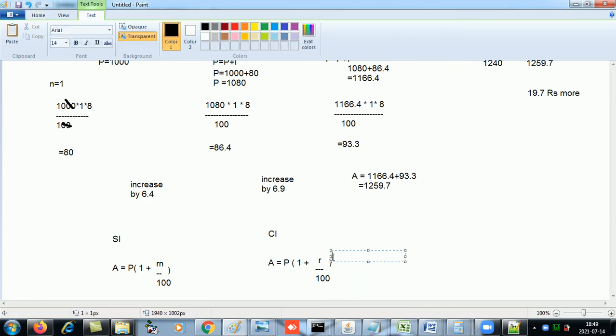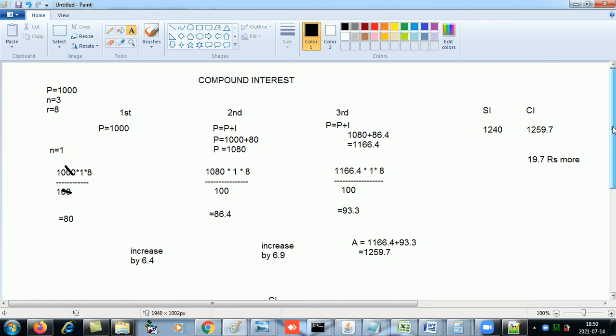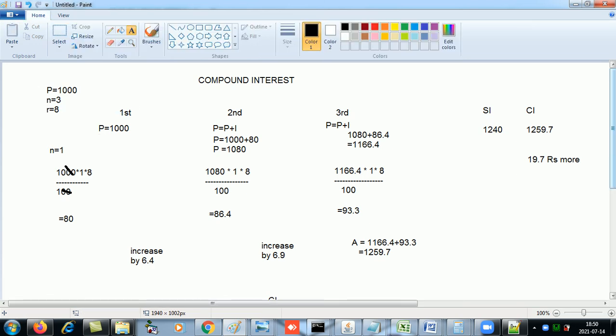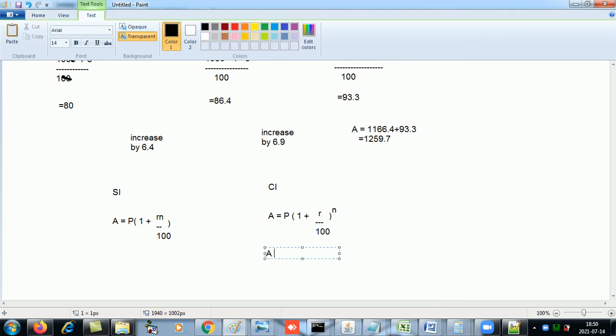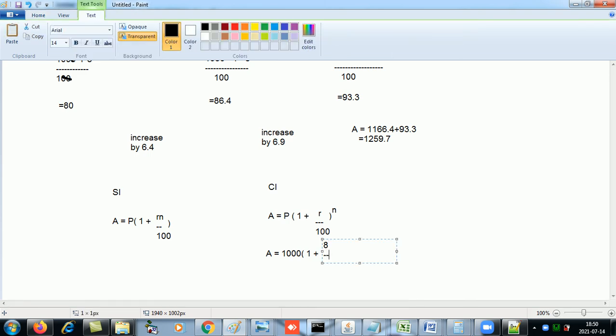This all raised to n. Now if I calculate this, in this case P is 1000. If I take this example, P is 1000, n is 3, R is 8, and calculate the amount, you will see amount equals P is 1000, 1 plus what is the rate of interest, 8 by 100, right? 8 divided by 100, and the whole raised to the number of years, which is 3.